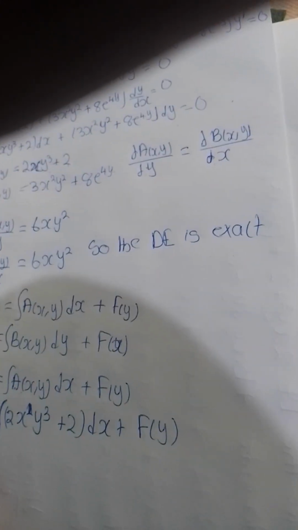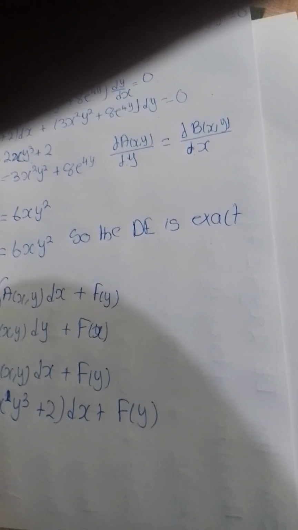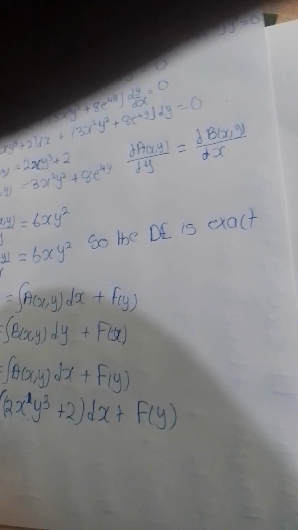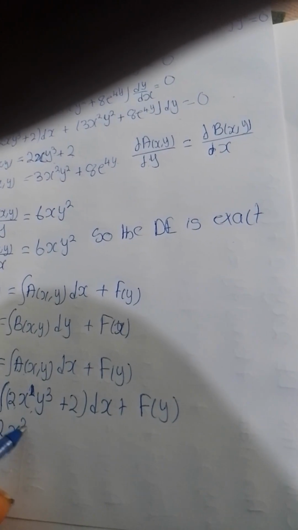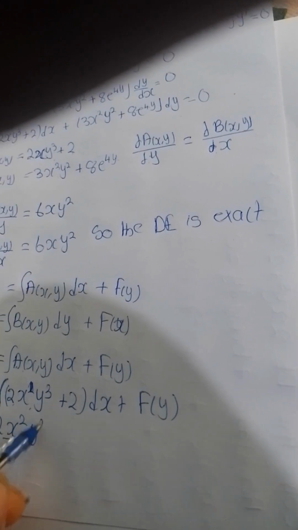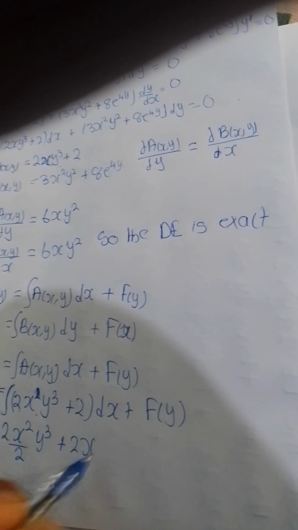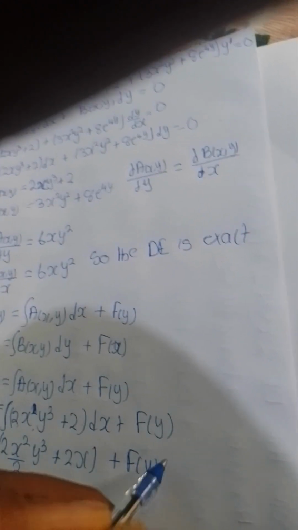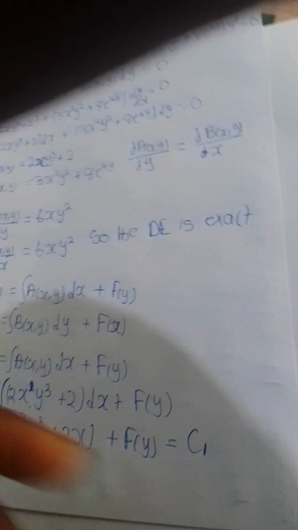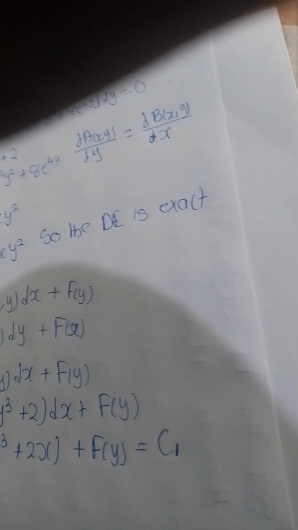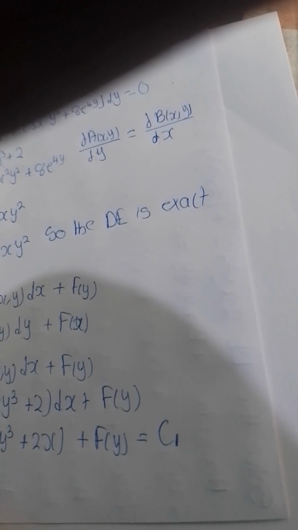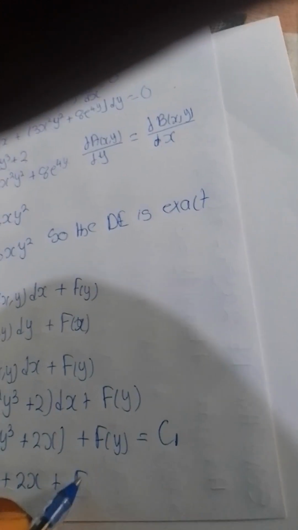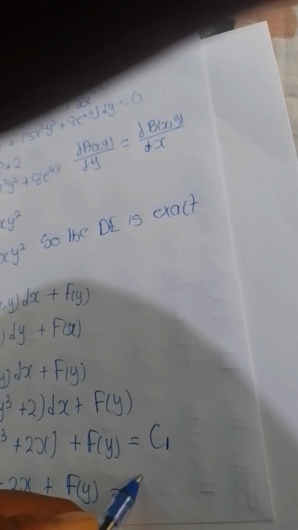Okay, so from here I'm integrating with respect to x. While integrating, same thing goes as when differentiating. The y here behaves like a constant. So I have 2x^2 over 2 times y^3 plus 2x plus f of y. This function will be equal to a constant c1. Then I obtain x^2y^3 plus 2x plus f of y to be equal to a constant c1.